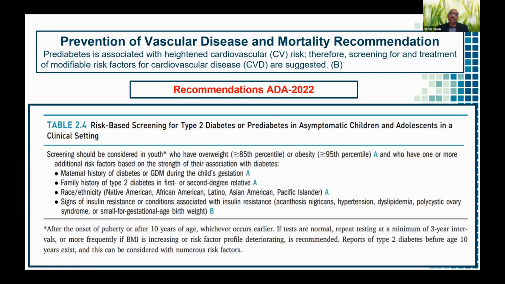If you go to the recommendations in the latest ADA guidelines on prevention of vascular disease and mortality, it is quite clear that pre-diabetes is associated with the highest cardiovascular risk. Therefore, screening for and treatment of modifiable risk factors for cardiovascular disease are suggested. Definitely, risk-based screening for type 2 diabetes or pre-diabetes in asymptomatic children and adolescents in clinical settings is recommended, and you are well aware of that.